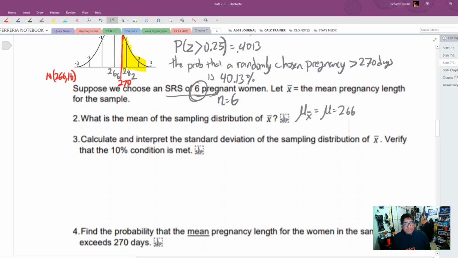Calculate and interpret the standard deviation. Verify that the 10% condition is met. Well, first of all, let's check the 10% condition. 10% means that the sample size must be less than 10% of the population. Well, 10 times n is equal to 60 because n is 6, and there's definitely more than 60 pregnant women. So 6 is less than 10% of all pregnant women.